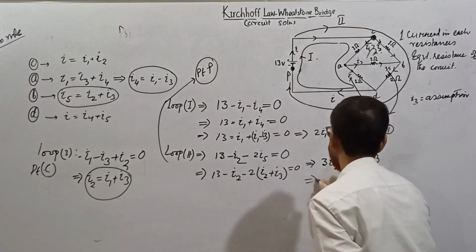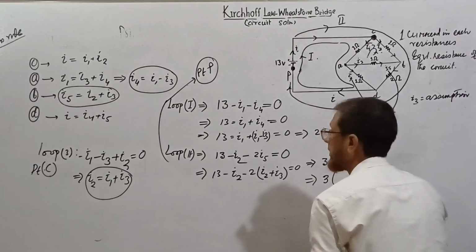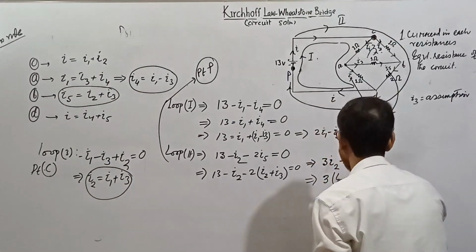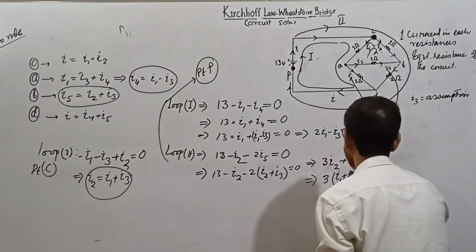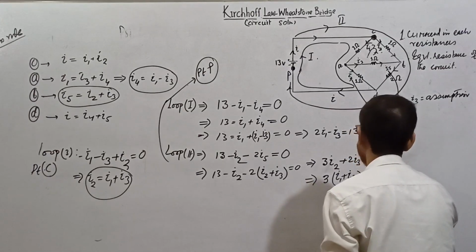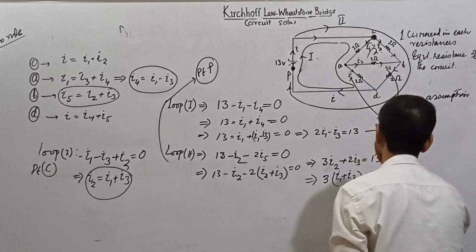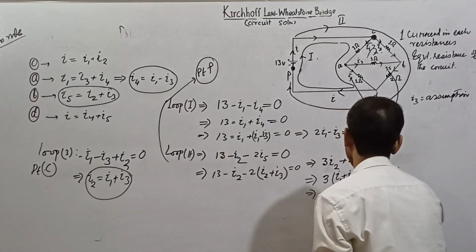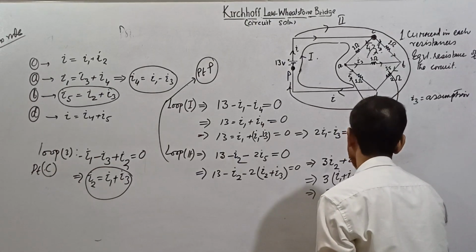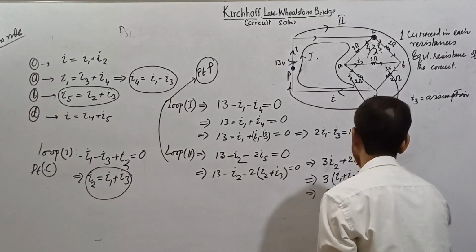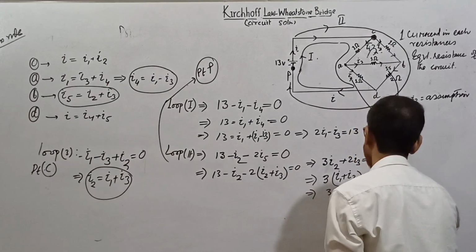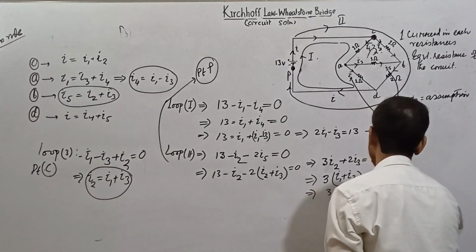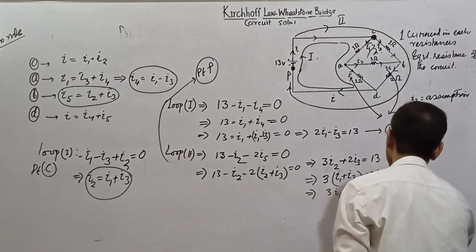So here we get thrice, in place of I2 we write I1 plus I3, plus twice I3, is equal to I3, is equal to thrice I1 plus thrice I3 and twice I3 equal to 5. I3 is equal to I3. Now you give it 2.